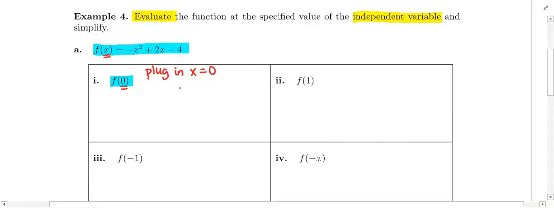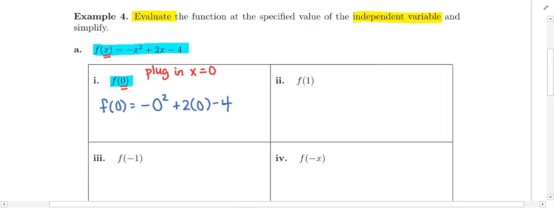All right, so let's plug in 0 for x. We're going to have f of 0. I can't stress enough, everywhere I see x, I'm going to replace it with 0. Just follow along: this is going to be negative, instead of x, I'm going to write 0 squared, plus 2 times 0, minus 4.